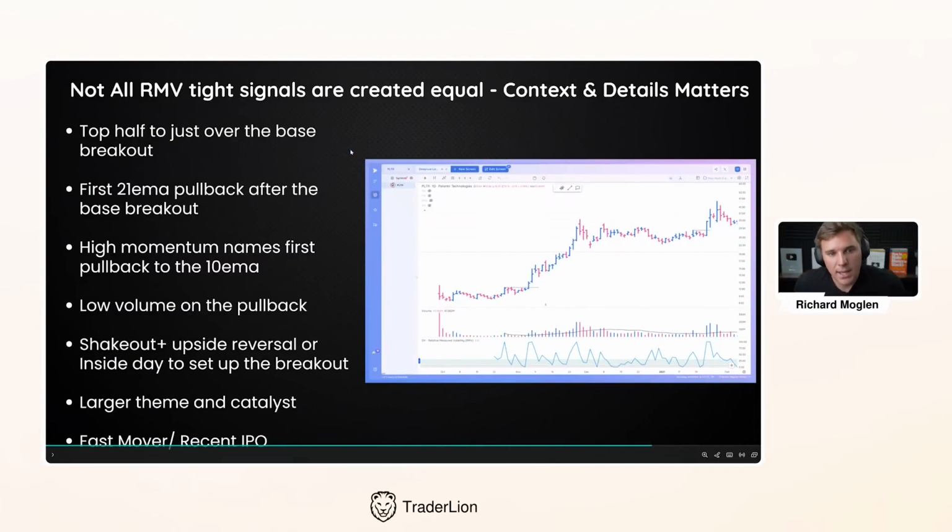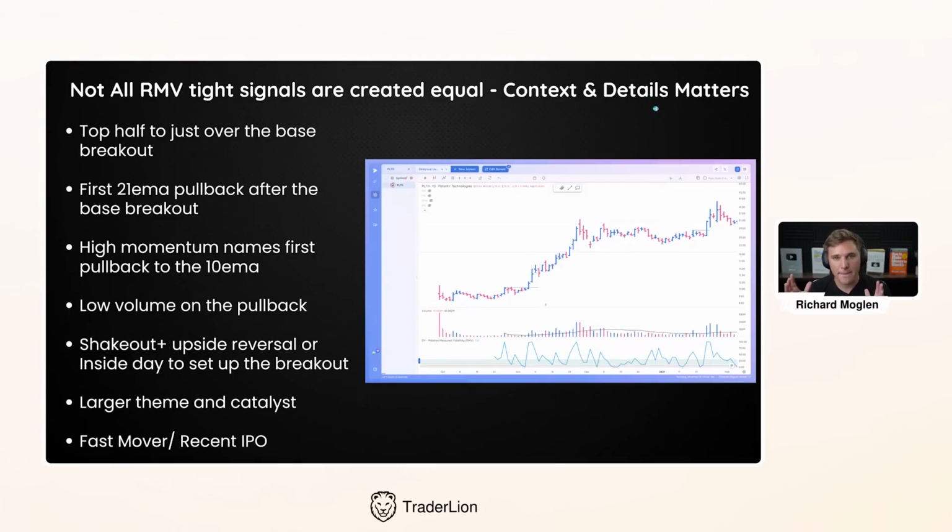I do want to emphasize, not all RMV tight signals are created equal. Context and details matter. Again, we're looking for the top half, the 2/3 of the base, first 21 EMA pullback, high momentum names, first pullback for the 10 EMA, low volume on the pullback, shakeout, and upside reversal or other priming setups to set up the breakout. And we want it to be part of a larger theme and catalyst, and ideally be a fast mover recent IPO. You can see I've repeated this slide 3 times because it's really important.